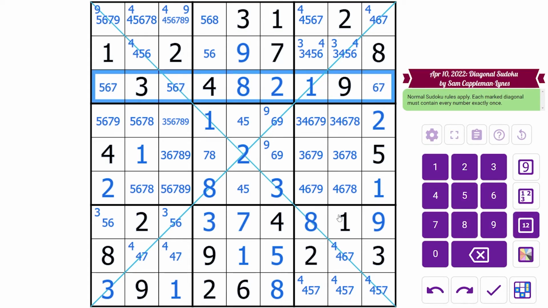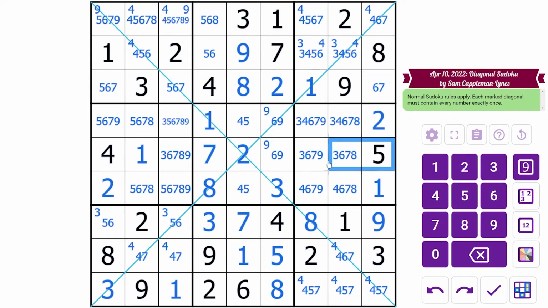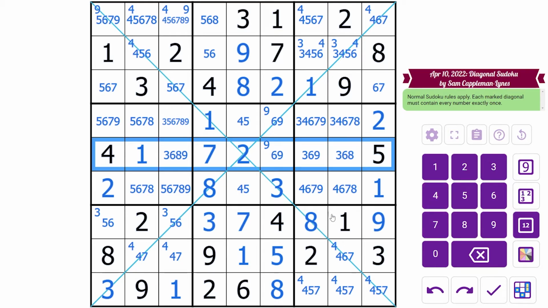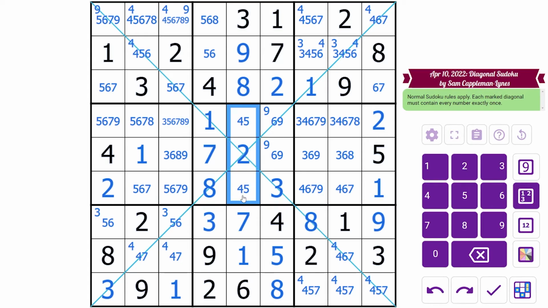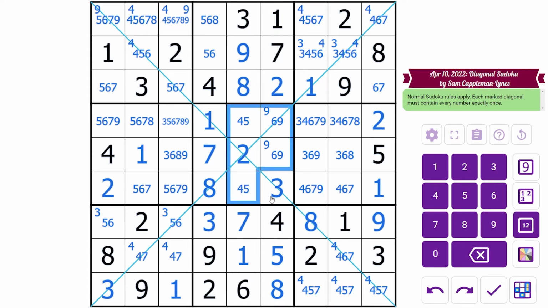So these cannot be 8. This can also not be an 8, so it is a 7. So nothing along this line can be a 7. And nothing along this line can be an 8. We've got our 4, 5 pair and our 6, 9 pair there. And this obviously cannot be an 8 anymore because there's an 8 right there. So that is a 5, 6 pair.